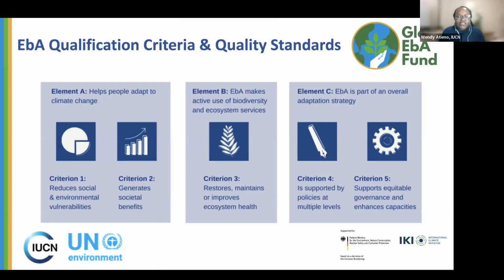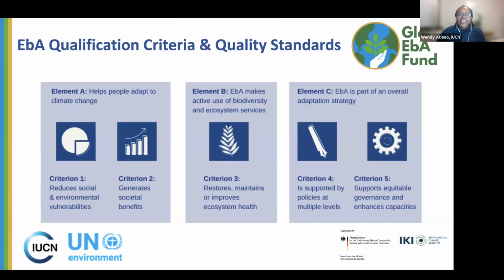And criterion 5 is that EBA supports equitable governance and enhances capacities. On the question of governance, who is making decisions about the EBA measure? Who is being involved in the development of an EBA measure? Who's being consulted? And who are the stakeholders? Those are the questions that we need to ask. And then speaking back to the mainstreaming and sustainability aspect, you're enhancing the capacities of all who are involved. So whether it's your national stakeholders or your local level stakeholders, you need to be able to demonstrate this.